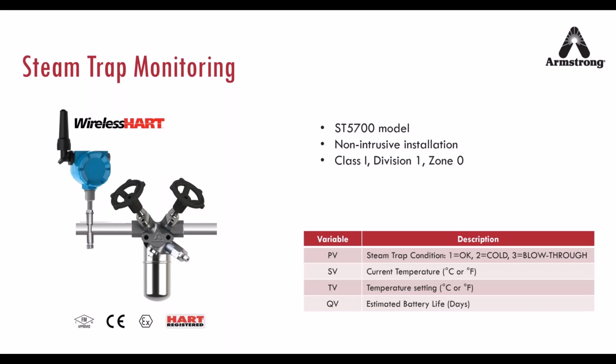The algorithm is built into our device. So it's very easy on your DCS to take 1 as green, 2 as blue for cold, and 3 as red for blow through, and you get the information right away. As of today, the ST5700 device is the only HART registered steam trap monitoring device available.